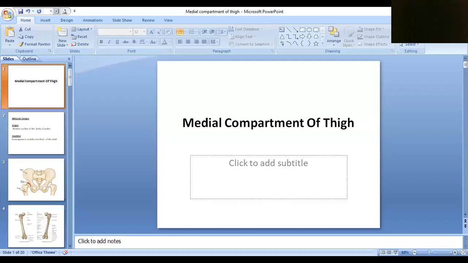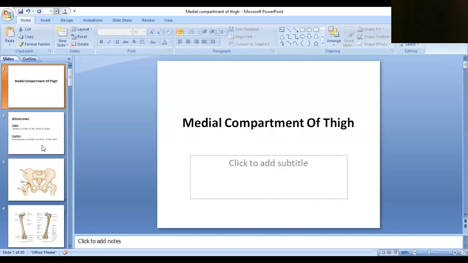Dear students, now we are going to see the medial compartment of the thigh. The thigh has anterior, medial, and posterior compartments. The medial compartment mainly has five muscles. What are they? Adductor longus, adductor brevis, adductor magnus, then gracilis and pectineus. These are the five muscles.